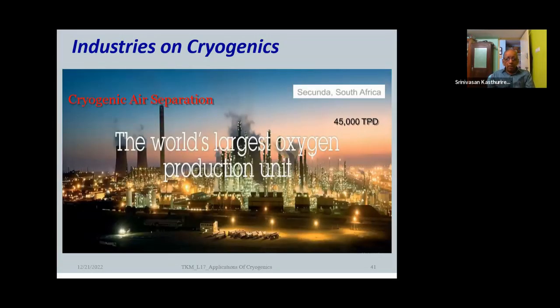Now let's look at cryogenic air separation. What you see in this picture is the world's largest oxygen production unit, in a place called Secunda in South Africa. The capacity is 45,000 tons per day, so it is a fairly large production in terms of tons.